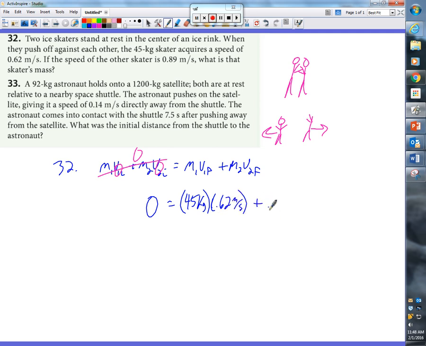And the second person, whose mass is what we're solving for, is going to have a velocity in the opposite direction of 0.89 meters per second. Since that's the opposite direction, we're going to make that negative. It doesn't matter which one you make negative; what matters is that they're going opposite directions, so they have to have opposite signs. Solving this for M2, 45 times 0.62 divided by, it's going to be a negative when we take it over to the other side, negative 0.89. That should give us a final answer of about 31 kilograms.